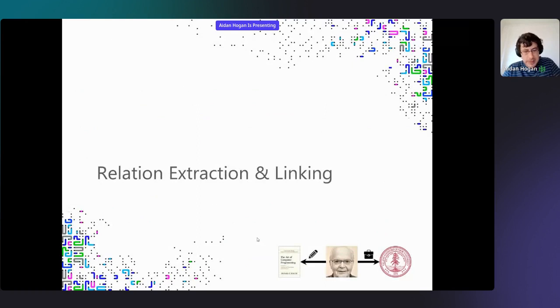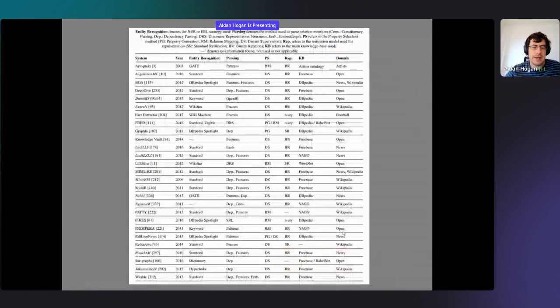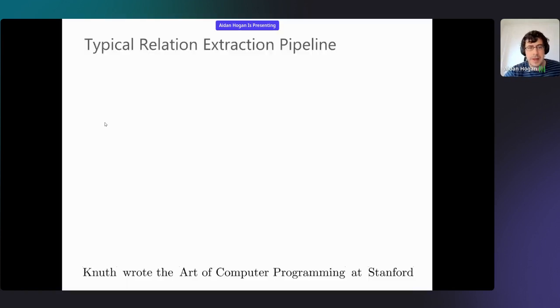So the third and final category we looked at was relation extraction and linking. In this case, we want to find relations between specific entities. So here again is a list of all the papers. We see a bunch of papers ranging from 2003 to 2017. So we see some of the features that we considered, which we'll talk a little bit more in detail about now.